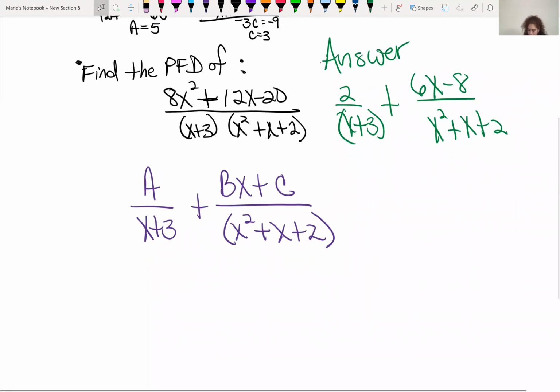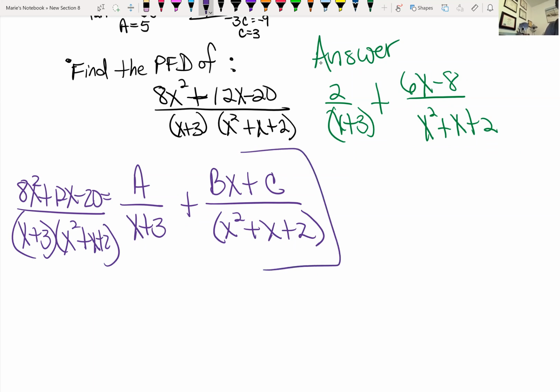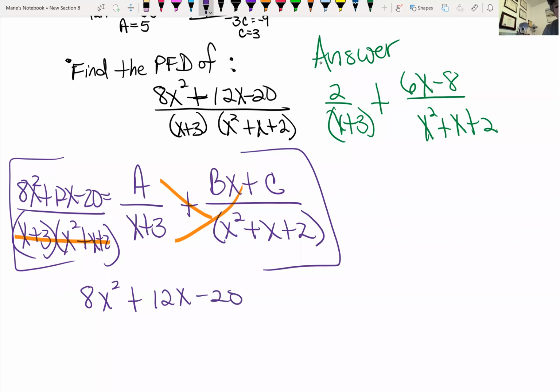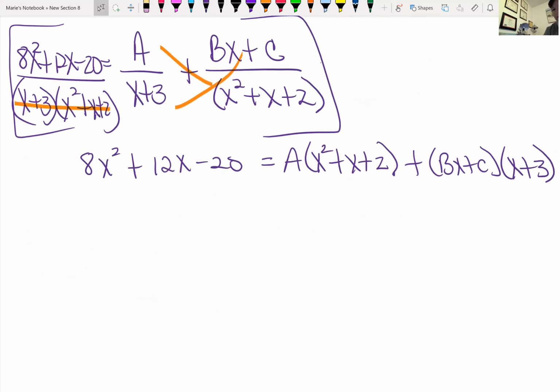Okay, so we already know that this is going to stay as 8x squared plus 12x minus 20. At least we know that much. We know that this is going to disappear anyway, but I'll write it just to give you a little bit of a nudge. When we multiply by the LCM, this cancels on this side, and on this side it's almost like they get cross multiplied. So you end up with 8x squared plus 12x minus 20 equal to A times the x squared plus x plus 2, plus the binomial Bx plus C, all of that times the x plus 3.